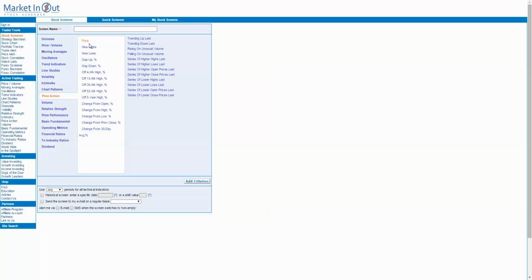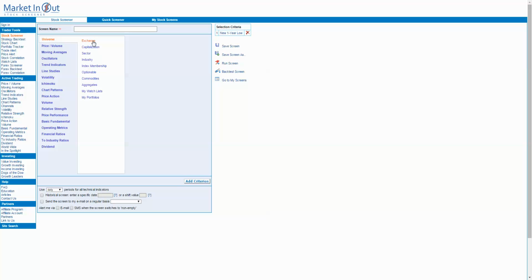Let's find stocks that are at a new 6-month low. Actually, let's try stocks that are at a new 1-year low. Add criterion. Oh, and this is something I always forget when I'm talking about these tools, because I didn't add criterion, the exchanges I picked weren't selected. So now I have to come back here again, click through it. Now, okay, so now it's included.